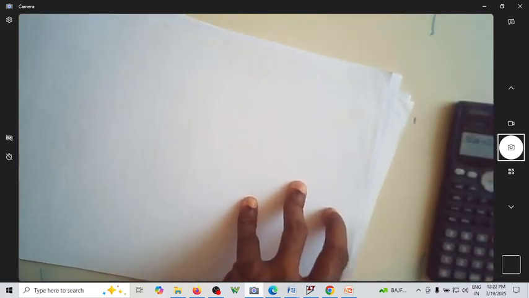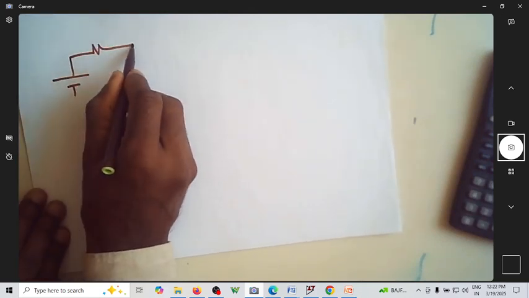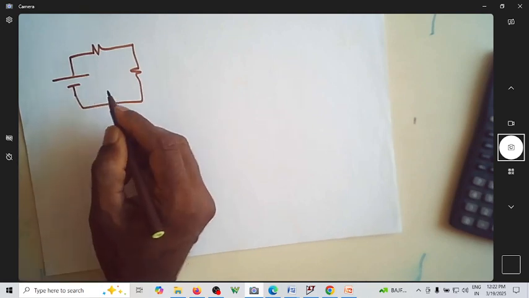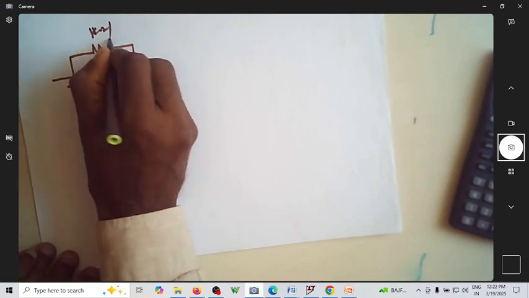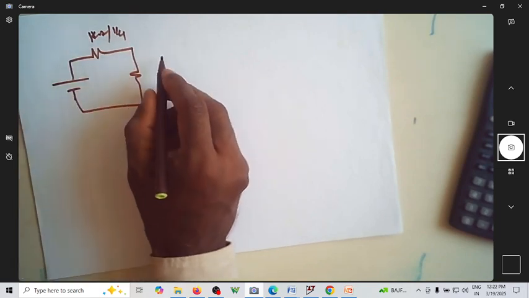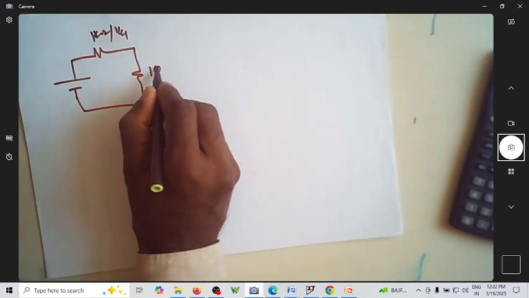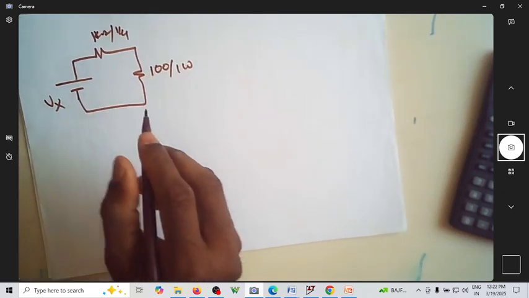You are asked to comment on what happens to the circuit if the Vx varies from 10 to 50 volt. If this is 1 kilo ohm and quarter watt, and this is 100 ohm and 1 watt. So we are asked to find what is Vx.